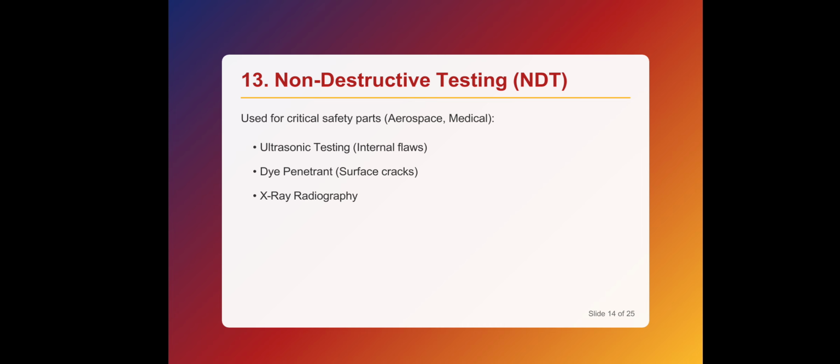The next one is non-destructive testing, also known as NDT. Non-destructive testing is used for critical safety parts like aerospace, medical, automobile, etc. Ultrasonic testing finds internal flaws, dye penetrant finds surface cracks, and there is X-ray radiography. These are the different types of non-destructive testing used in the process planning activities or methods.